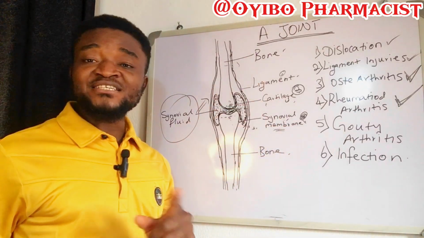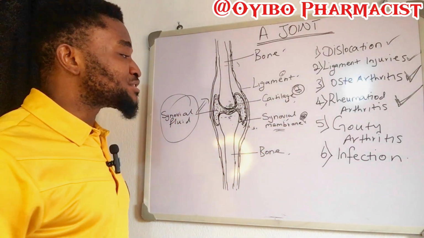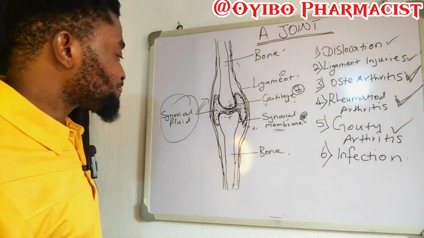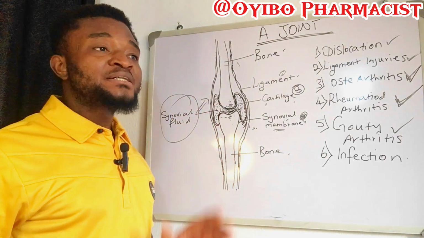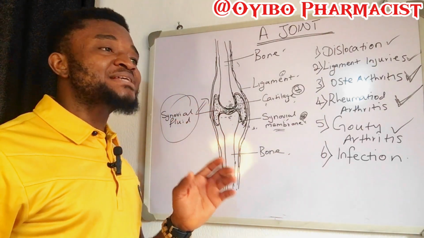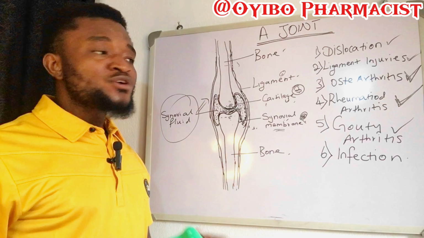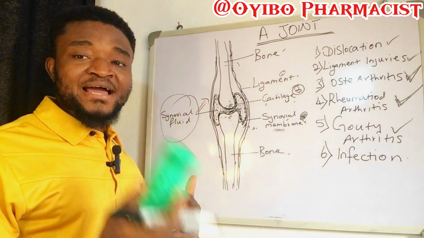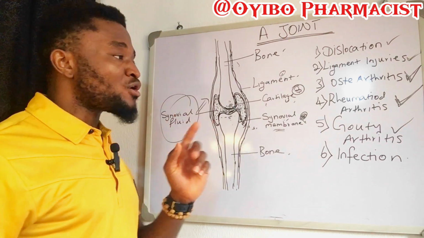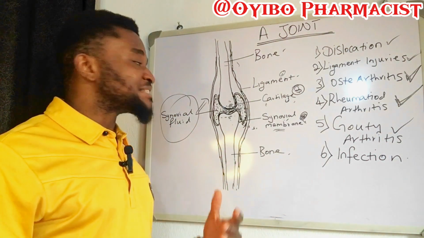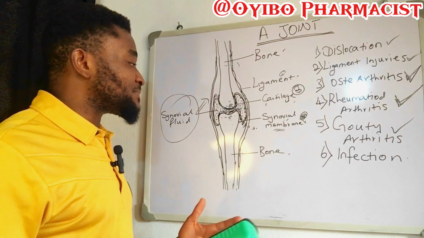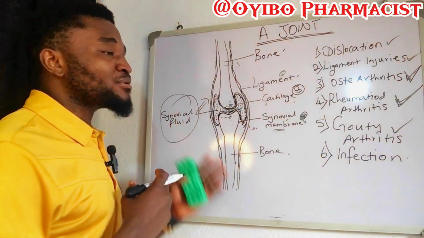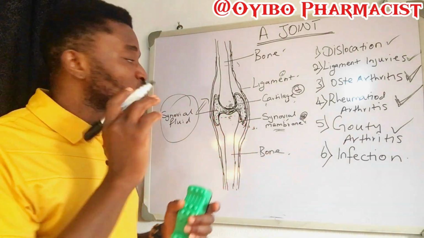Apart from rheumatoid arthritis, number 5 is another medical condition called gouty arthritis. Okay, let me explain this one to you. When you eat meat, this meat that you are eating contains a particular product called purine. So this purine, when it gets into the body system, to the blood, it is usually metabolized into a waste product called uric acid. So this uric acid is expected to leave the body, and normally the kidney does the role.